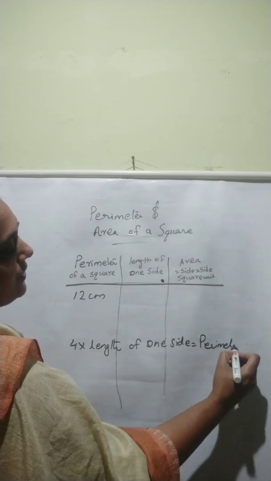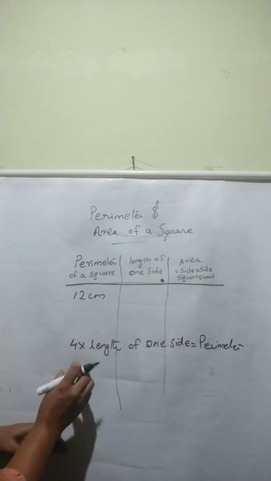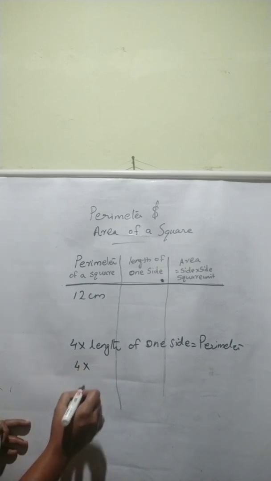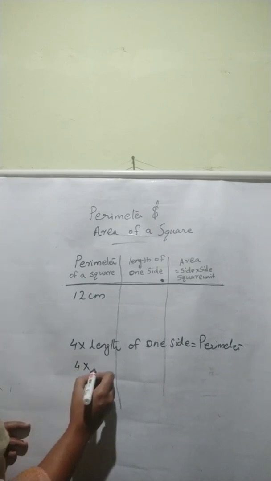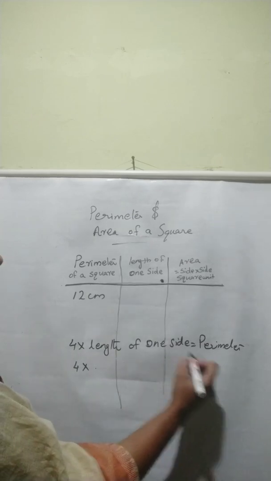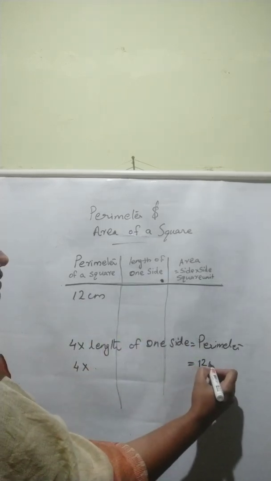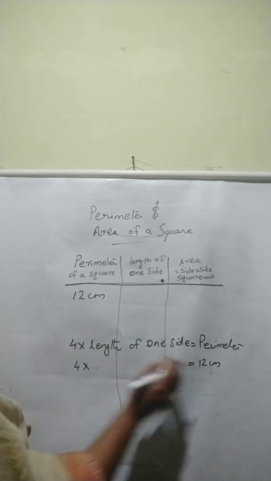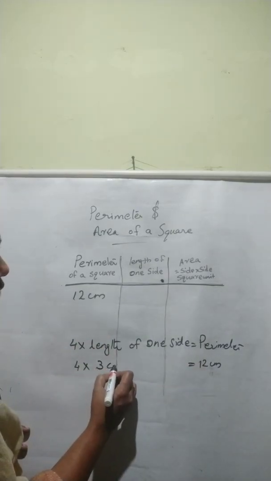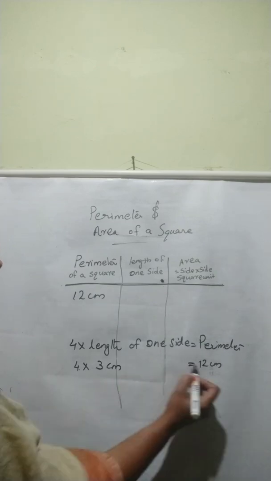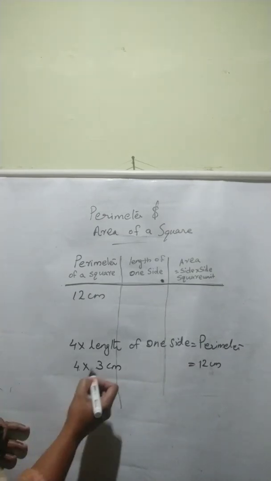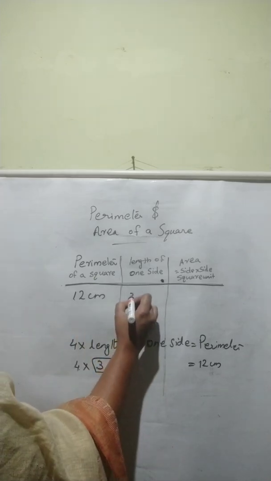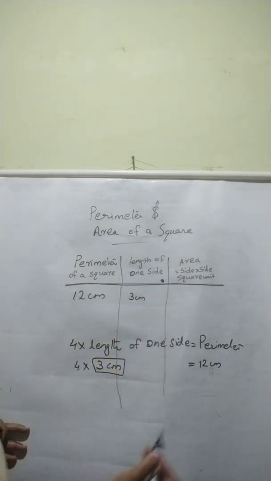So it is given that 4 we know. Always we have to multiply with this 4 itself. 4 into the length of one side is equal to 12 centimeter. That means how many 4s are 12? 3 4s are 12. So 4 times 3 is equal to 12 centimeter. So we know the length of one side will be 3 centimeter. That means actually what is happening?